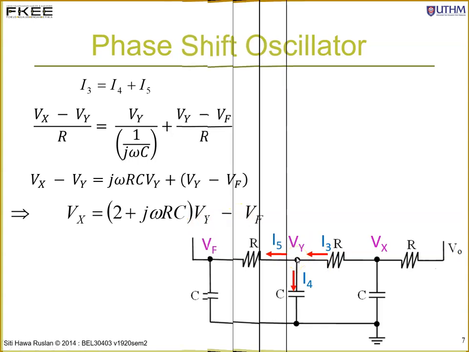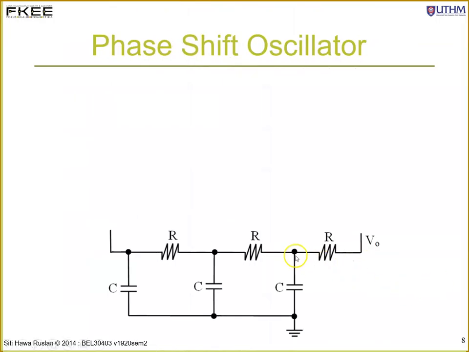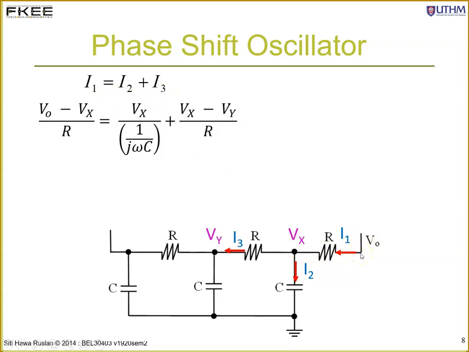And now we move to the next node, which is Vx over here. Okay, the current will be I1 going in, going out is I2 and I3. So using the Kirchhoff current law, I1 equals I2 plus I3. I1 flowing from this node to this node, so it will be VO minus Vx divided by R over here. I2 will be flowing from this node to the ground, so it will be Vx minus 0 divided by the impedance of the capacitor.